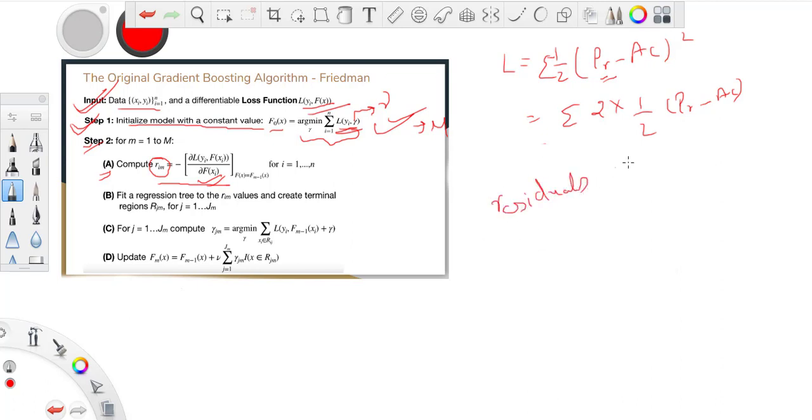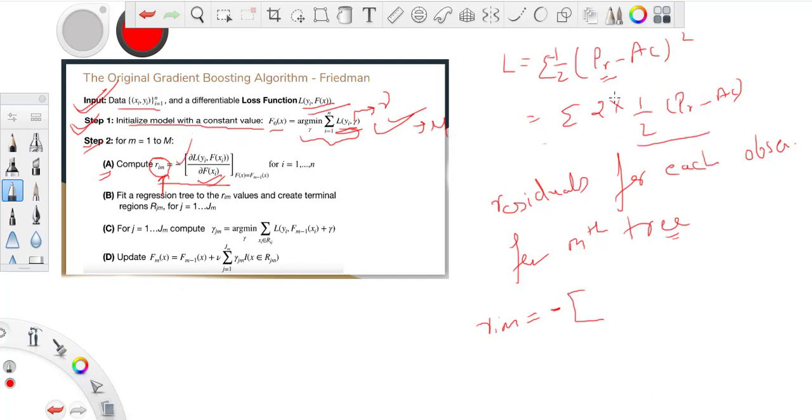I is nothing but for each observation, and this M over here is nothing but for the mth tree. So by putting this into this equation, this minus sign I've got from here, then this equation is predicted minus actual, and if I take care of this minus, then this becomes actual minus predicted, which is nothing but our residuals.